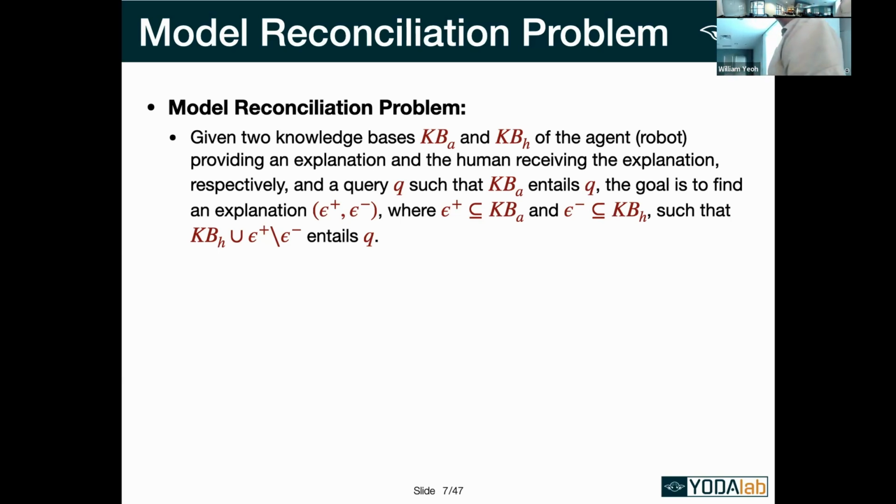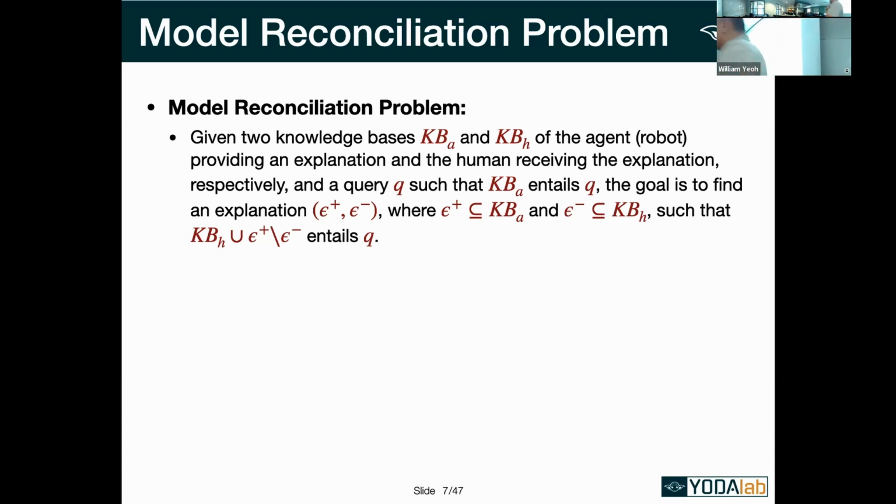consistent, right? Because when you give explanations, when you give information from the robot to the human, it could be that now there are some inconsistencies in the human's model. Maybe it previously thought that, for example, both wheels are working. But one explanation, epsilon plus, is that my right wheel is stuck. So now in the human's mind, the right wheel is stuck and the right wheel is also working, right? So there's this inconsistency there, and we're going to figure out what you need to remove to basically get the updated model to still entail the query.